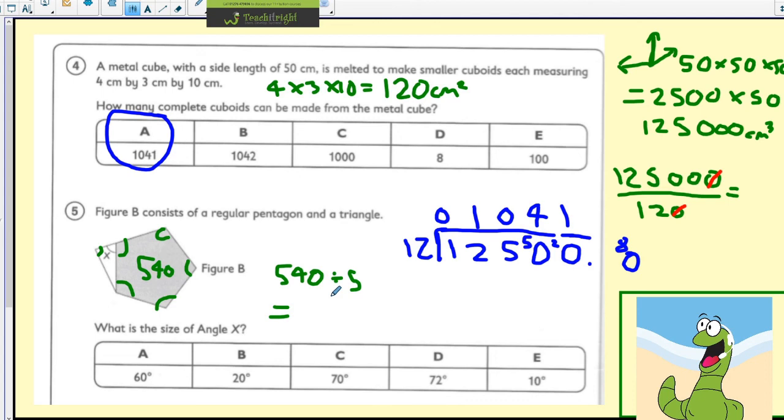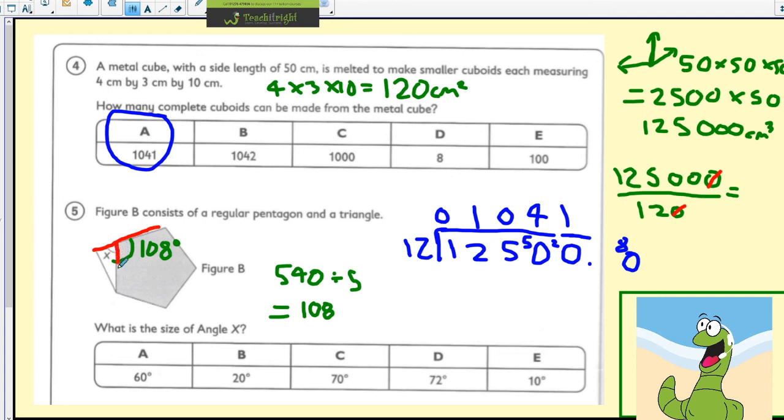And 540 divided by 5 is going to be 100 and, no, yes, 108. Because 40 divided by 5 is 8, and 500 divided by 5 is 100. So each of these angles, I'm just going to draw the one I need, each of these angles is 108 degrees. And now hopefully you can see in here, this line here in red is a straight line.